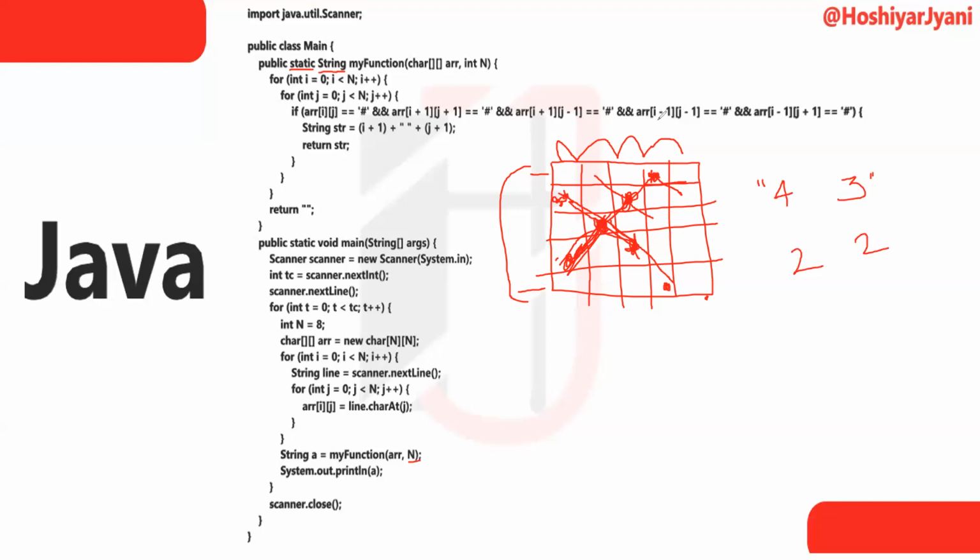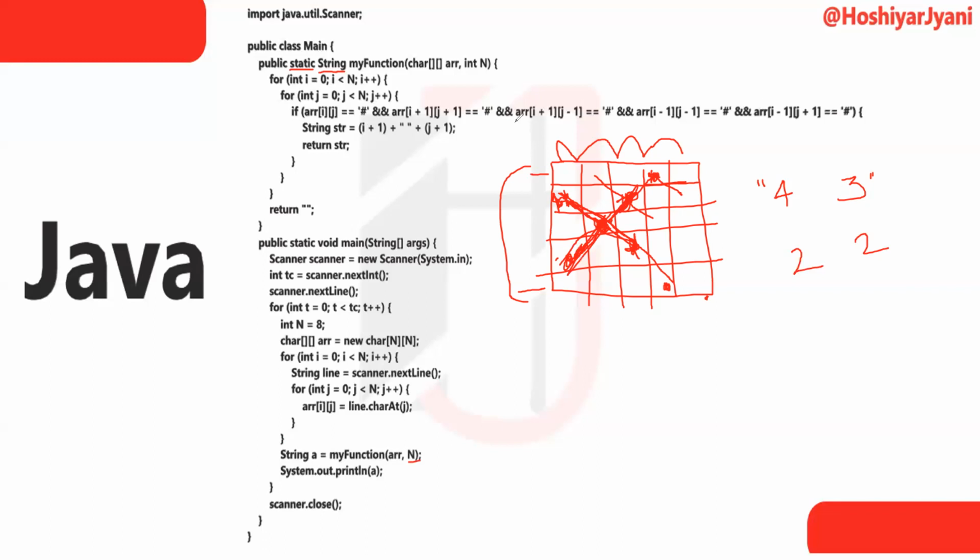After that, I decrement the row and decrement the column. So at this position, we decrement the row, going upward, and we decrease the column also. Yeah, there is one hash present here. After that, at the last condition, array of i minus 1, we are going upward, and j plus 1, we are going this side. Okay, here also a hash is present. So our if condition is satisfied here.